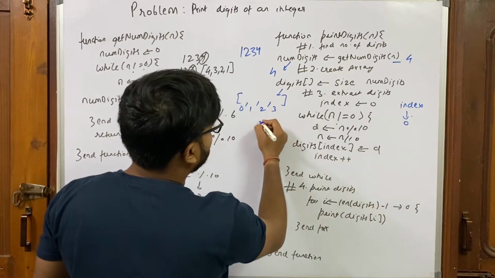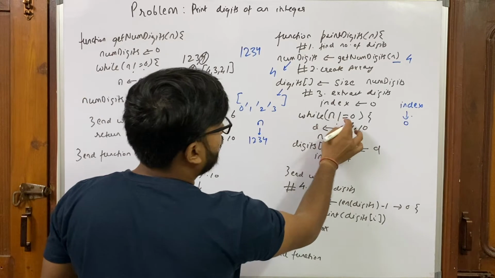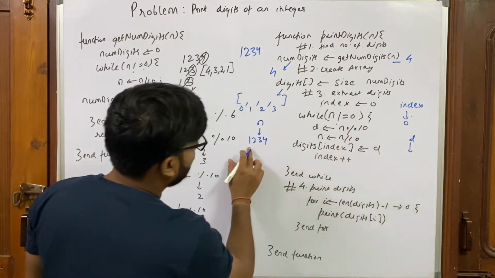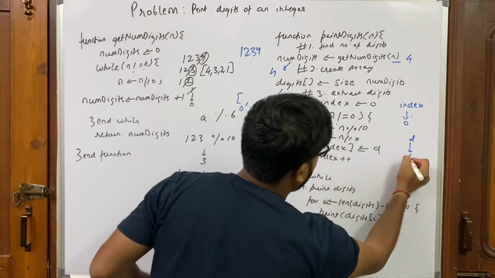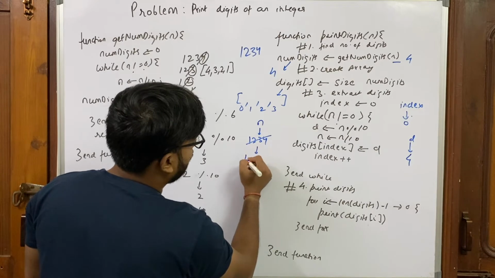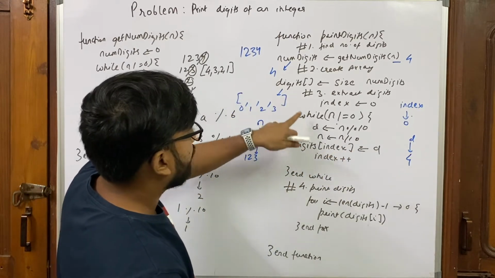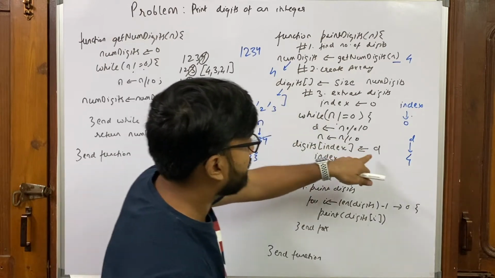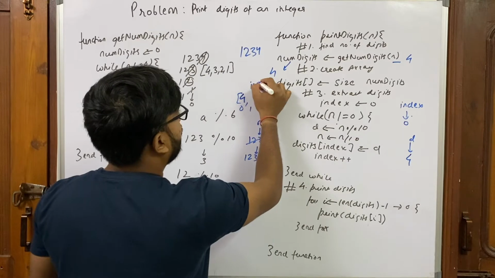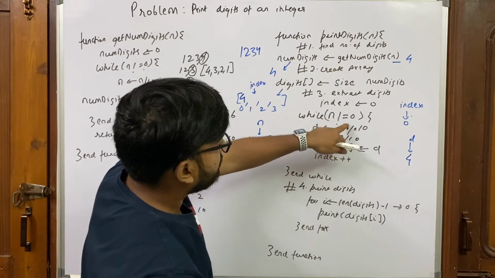While n is not equal to 0, n is basically your 1, 2, 3, 4 right now. N is not equal to 0 is true. D is n % 10. 1, 2, 3, 4 % 10 will be 4. N is equal to n / 10. N becomes 1, 2, 3. Digits of index is D. Digits of index, that is digits of 0, is D, which is 4. So 4 comes here. Index plus plus. Index now points here. You go back to check this condition again.